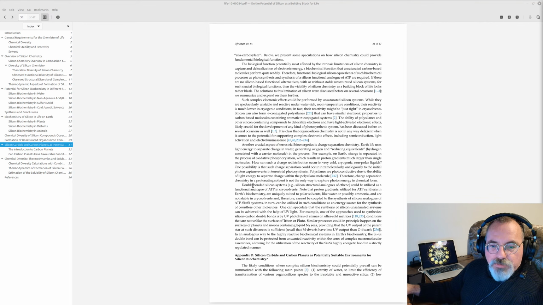Double-bonded silicon systems, for example, silicon structural analogs of ethene, could be utilized as a functional analog of ATP in cryosolvents. Note that proton gradients utilized for ATP synthesis in Earth's biochemistry are uniquely suited to polar solvents like water or possibly ammonia, and are not stable in cryosolvents, and therefore cannot be coupled to the synthesis of silicon analogues of ATP.